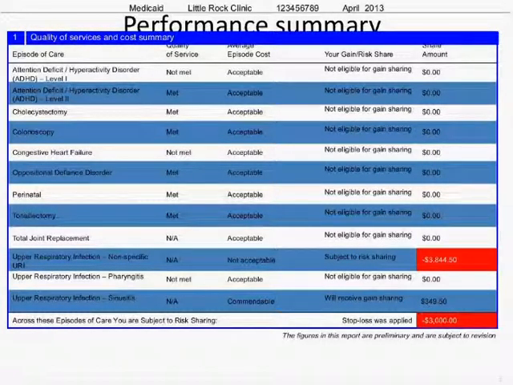Please note the last line of this page gives you a summary of your gain or risk sharing across all episodes for which you are a PAP and tells you if stop loss was applied.